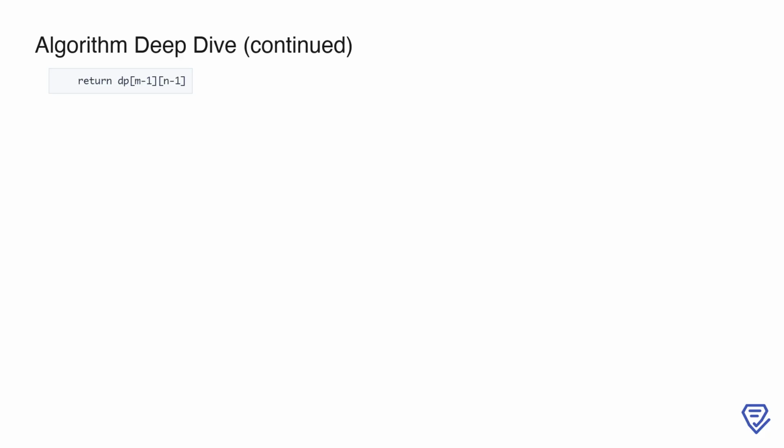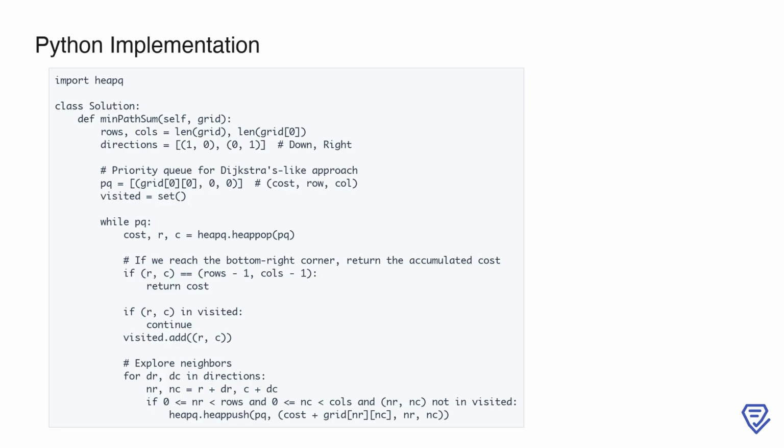Here, we're implementing a solution to find the minimum path sum on a grid using a Dijkstra-like approach. First, we import the heap library, which will allow us to use a priority queue. Inside the solution class, the minPathSum method initializes the grid dimensions, and we define the possible movement directions as down and right. A priority queue, PQ, is initialized with the starting point of the grid, which includes the cost at the top left corner and its coordinates. We also define a visited set to keep track of the cells we've already processed.